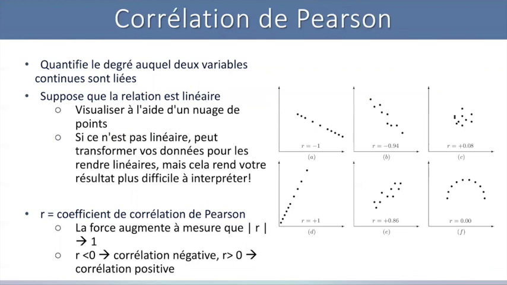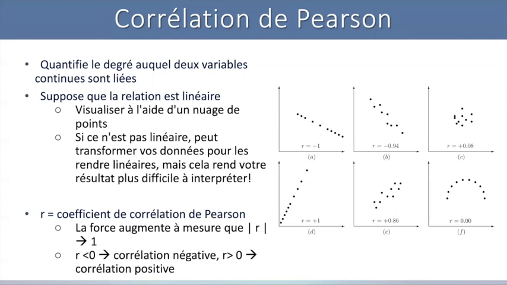So we've talked about tests to use for 2x2 tables and for tests to compare means of groups. Now, what if we want to compare two continuous variables? We can use the Pearson correlation. This quantifies the degree to which two continuous variables are associated. It assumes a linear relationship between the two variables, and you can visualize this with a scatter plot. If the relationship isn't linear, you can transform your data to make them more linear. For example, instead of comparing x to y, you can compare x to log y, or square root of y, or y squared, whatever you choose to make your data more linear. However, note that this will make your results more difficult to interpret.